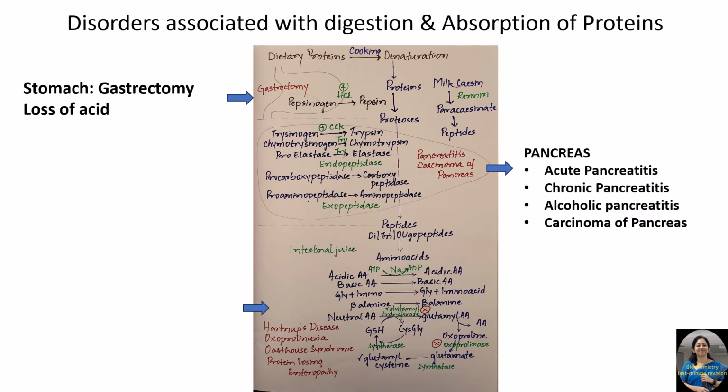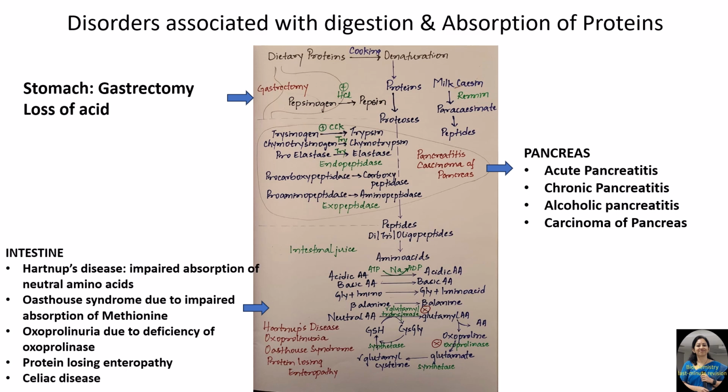The next set of disorders are associated with the pancreas. It can be in the form of acute pancreatitis, where there is damage to the exocrine pancreas, chronic pancreatitis, chronic inflammation, alcoholic pancreatitis, and in carcinoma of the pancreas. So what happens? The exocrine pancreas is damaged and the enzymes are not active, so impairing the digestion of proteins.